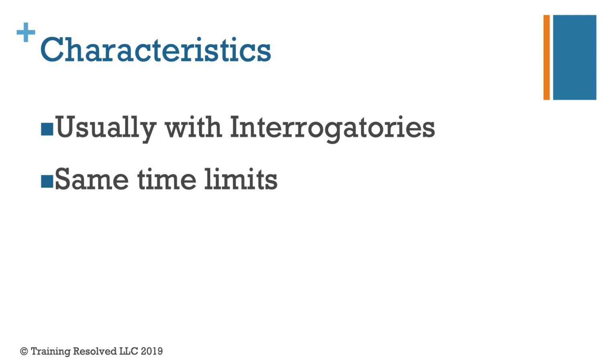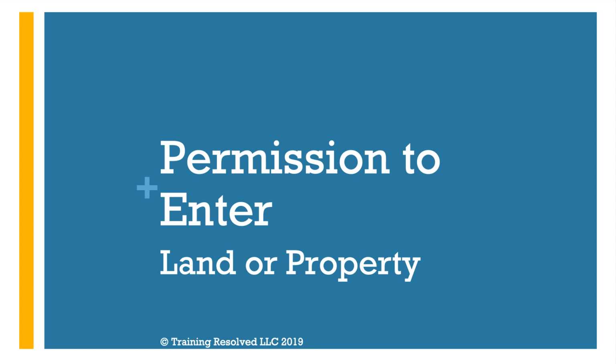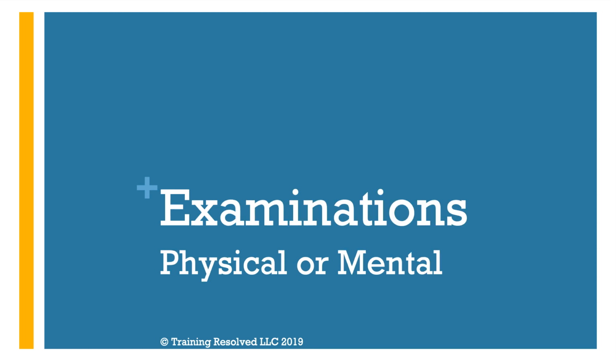Finally, interrogatories and requests for production of documents normally have that 30-day time limit for providing the documents or the thing requested. Next up is permission to enter land or property. That's just like it sounds. It's when one side makes a request to the other side to enter land or property in order to gather evidence. We have two areas left to briefly discuss.